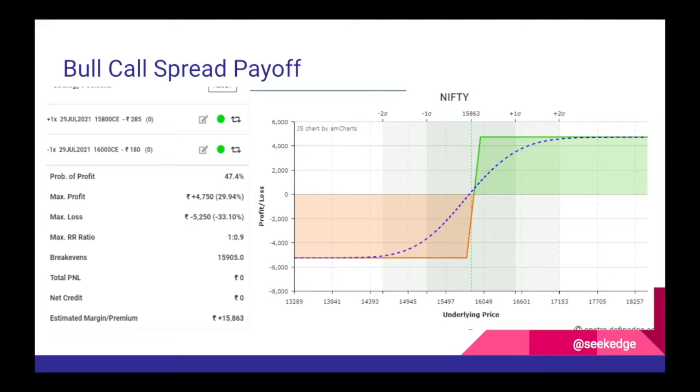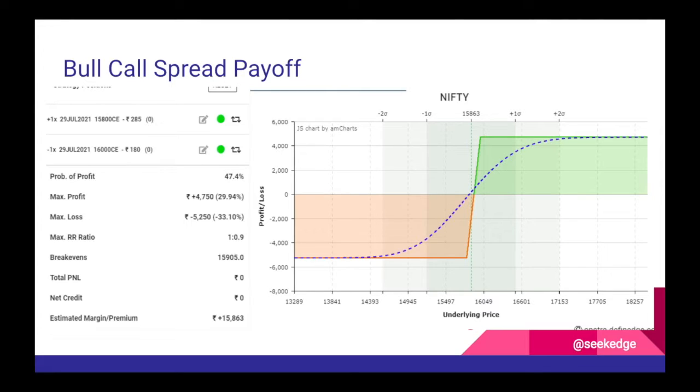You can see the different things: the probability of profit, the maximum profit. These are all risk defined. The maximum loss, the risk reward, the break evens, the total P&L, the margins, and the net credit that we get. A bull call spread is a debit strategy. That's why you're seeing net credit is 0.